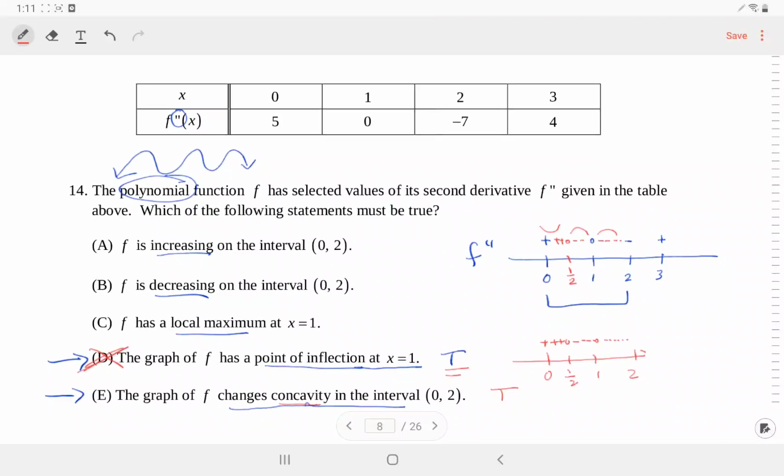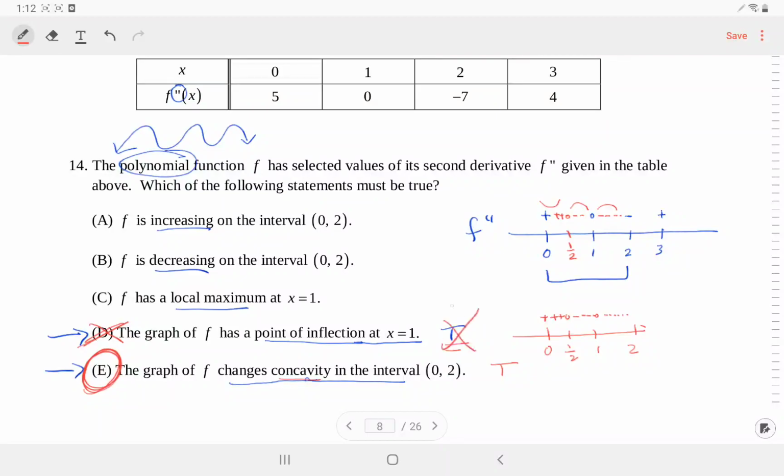I like E. Local max. What would concavity do with a local max? I don't feel like concavity has to do with local maxes. Decreasing and increasing don't have to do with the second derivative. So I think that A, B, and C would be very difficult. Now, can I make it so E is not true? So let me try to make E not true.